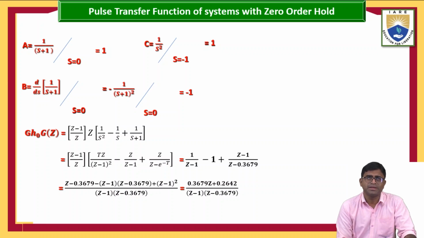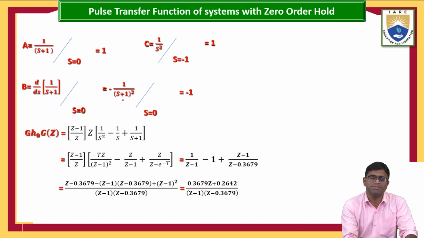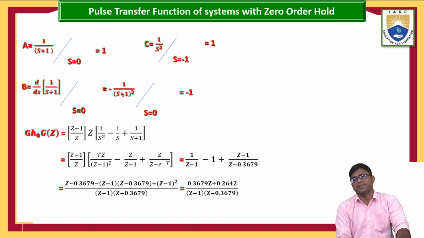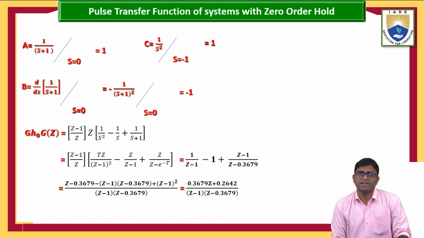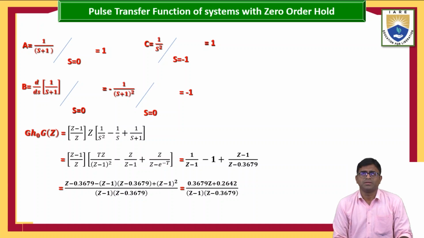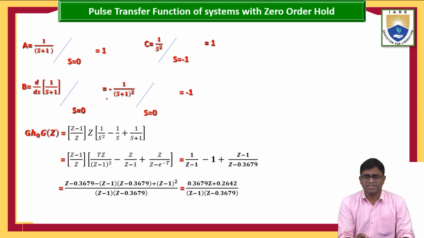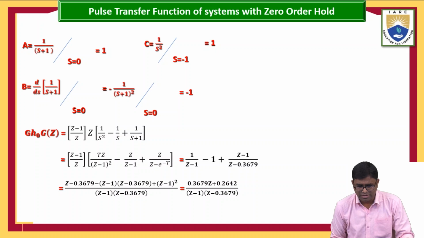In the derivative part, it is 1 by S plus 1, so by the U by V method it is coming as minus 1 by S plus 1 whole square. Substitute the S value here also, 0. If you substitute the S value 0, we are getting 1. Sorry, minus 1. Here the minus sign stays, so we will be getting minus 1.